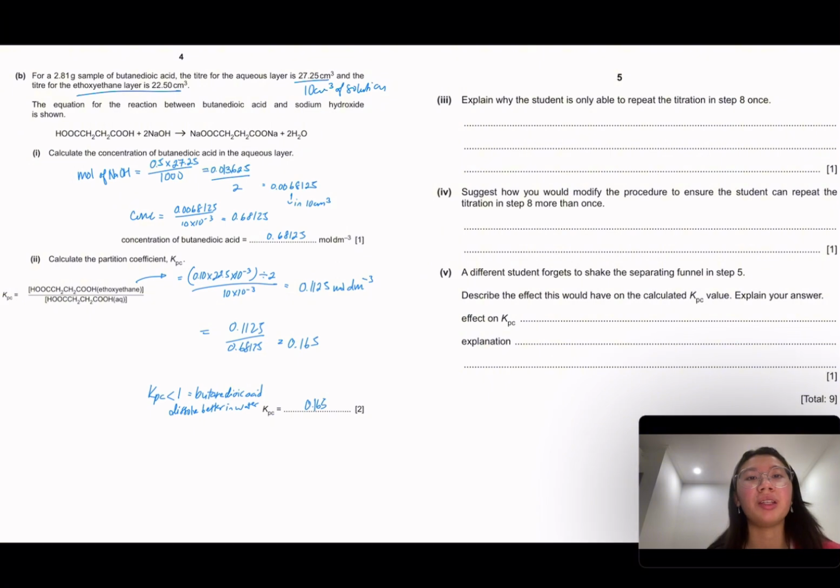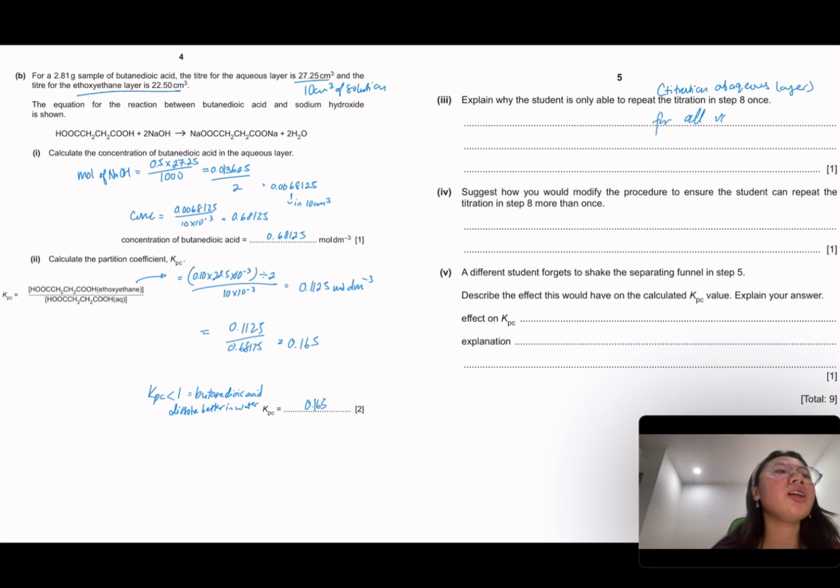And with that, you have obtained the concentration of both ethoxyethane and your water. And basically, you divide 0.1125 over, sorry, it's not water, it's butanedioic acid, over 0.68125, and you obtain 0.165. So your KPC is 0.165 here. And this indicates that butanedioic acid dissolves better in water because your KPC is less than 1.